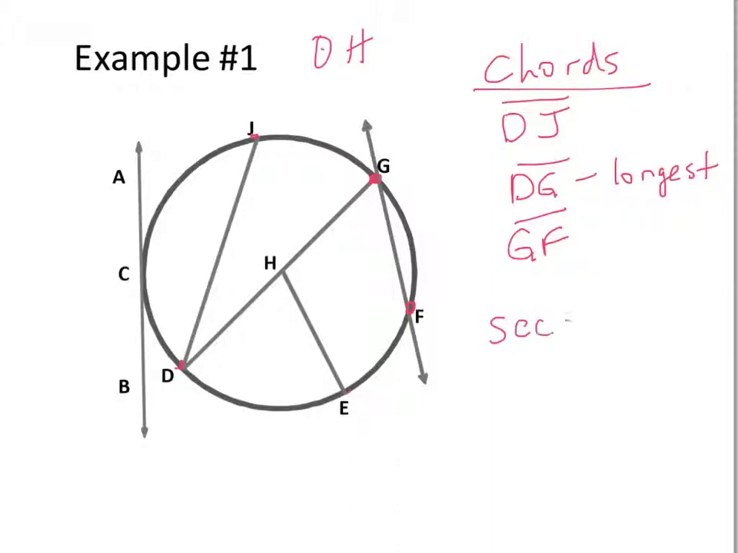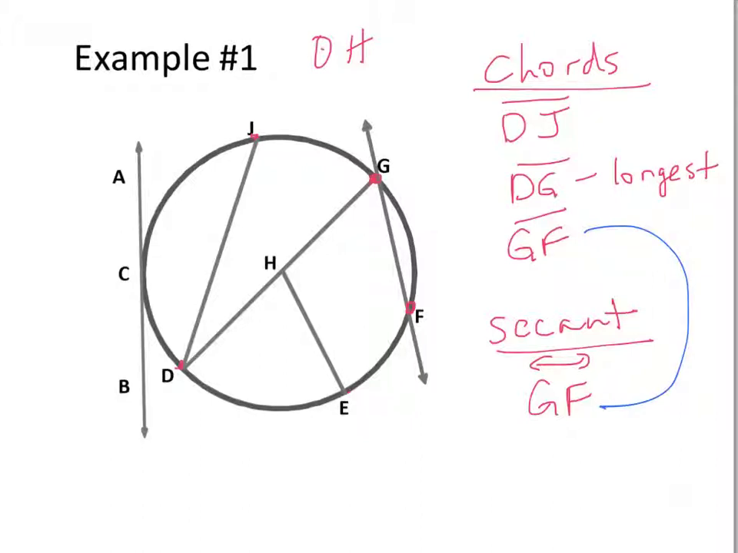Secants, there's only one secant in this picture. A secant has to touch a circle twice, and normally it goes through the circle, so hence it has to be a ray, a line, or a segment. But in this case it's a line, and we identify it with a line above it, and that secant is GF. So there is a difference between the 2 of these. You have segment GF and you have line GF. Line GF is a secant, chord GF, or segment GF is a chord.